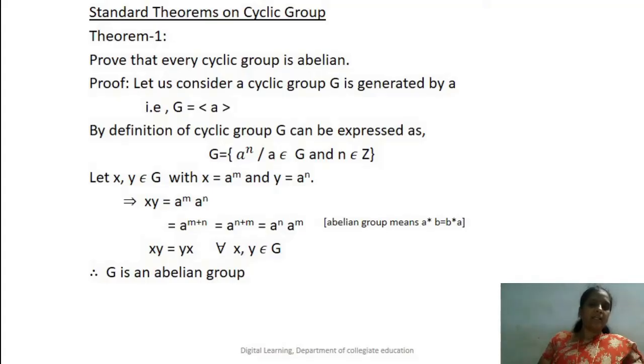This is by the abelian property. We have already explained about the abelian group. What the abelian group says is a star b is equal to b star a. So therefore we can say a power n into a power m. Therefore x into y is equal to y into x for all x, y belonging to G. Therefore we can say that it is an abelian group. So abelian group means we have to prove a star b is equal to b star a, that is nothing but xy is equal to yx.